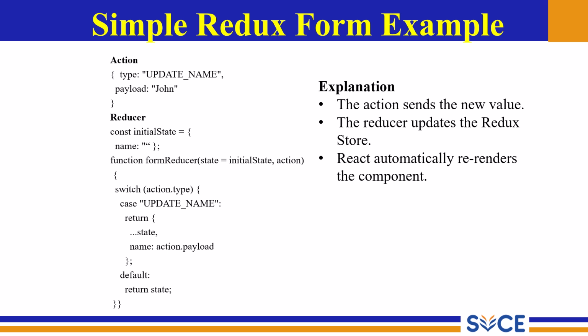Simple Redux form example. Now let us understand the Redux example shown in the slide. First, an action is created. The action contains type: update name, and payload: John. The payload carries the new value. Now this action reaches the reducer. Initially the state contains an empty name. When update name arrives, the reducer returns a new state. Now the name becomes John.